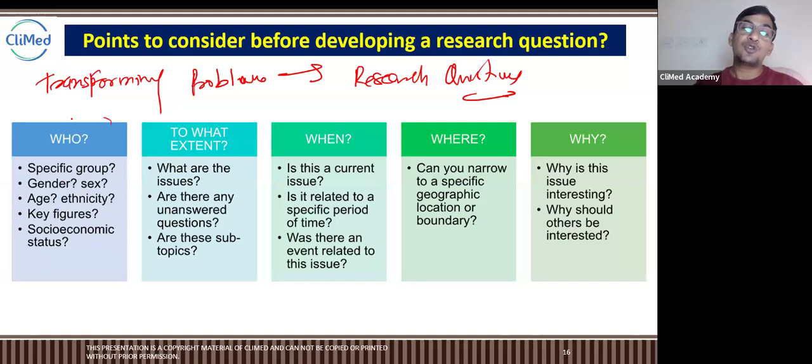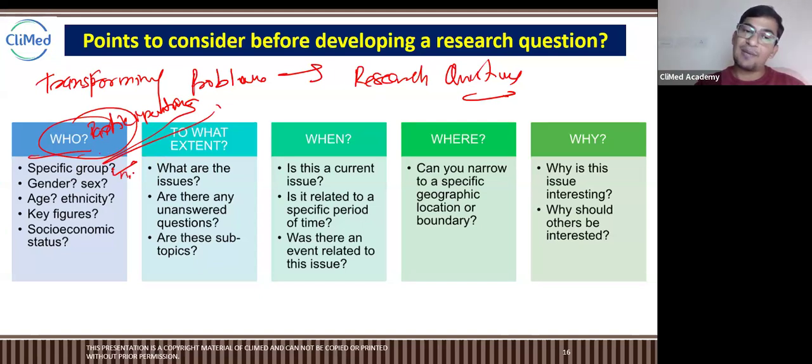So how will you create the problem into the research question? Whenever you get a problem, like, I have to find out what are the risk factors for heart attack. Simple, right? What are the risk factors for heart attack? How will you develop a question and a research out of it? First of all, you have to think in whom you have to do this study. Who means participants. Which specific group will you take?